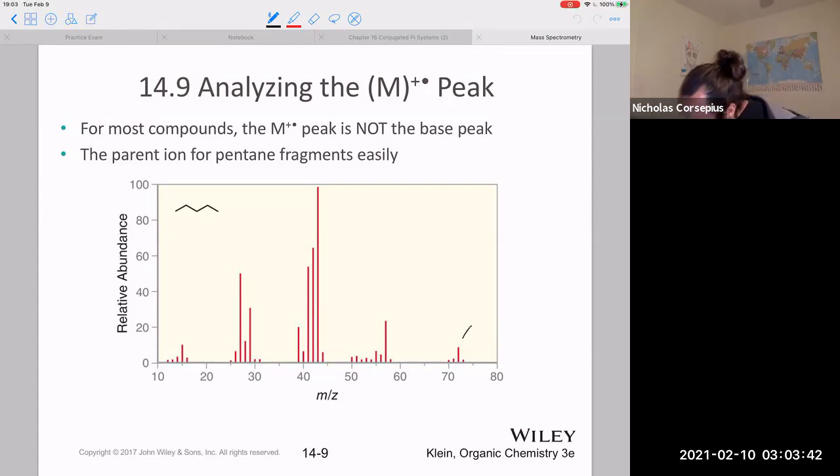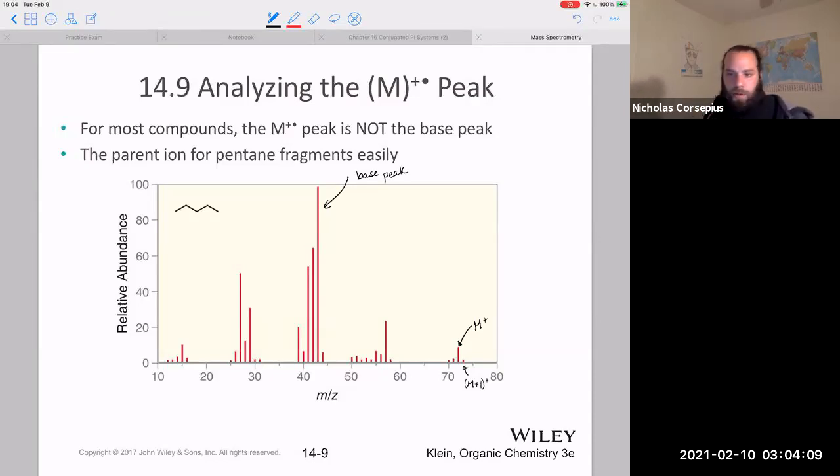First of all, this one right here would be my molecular ion peak. This tinier one is the M+1 peak, and again, we'll talk about what to do with that in a second. And then what's going to be my base peak? That's simply the largest peak in the spectrum. So this is my base peak.